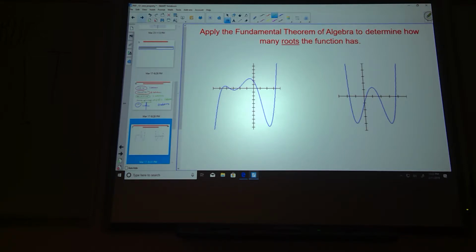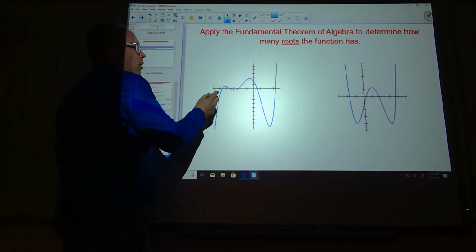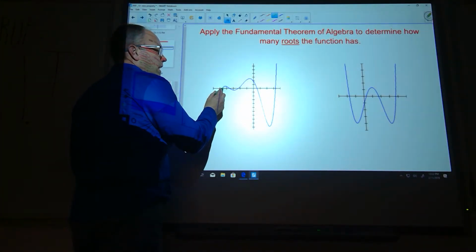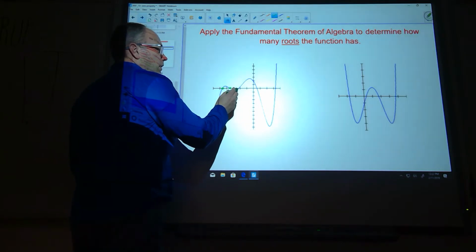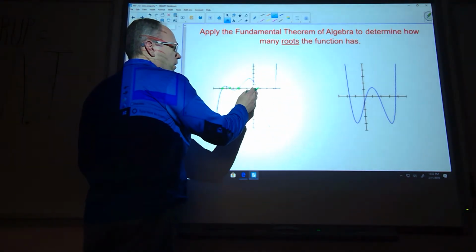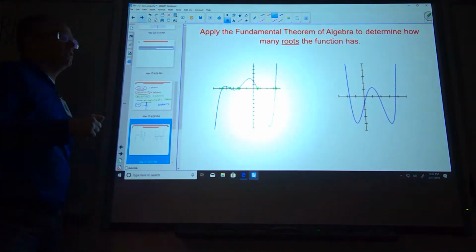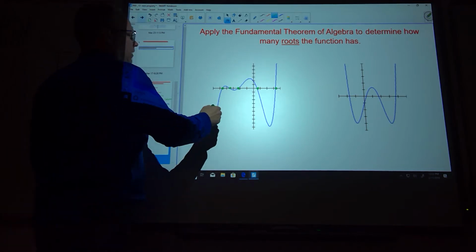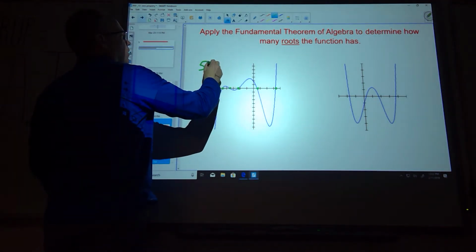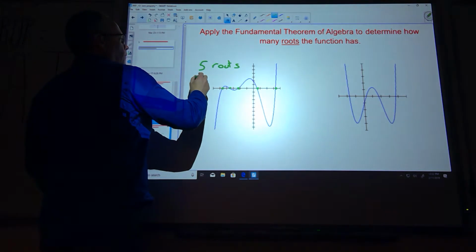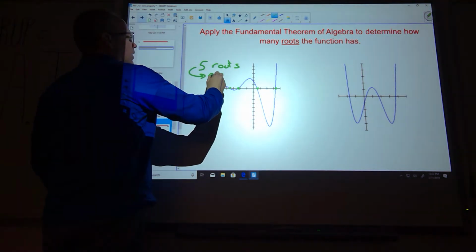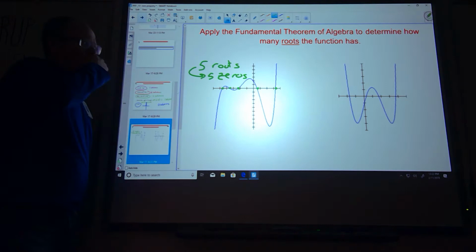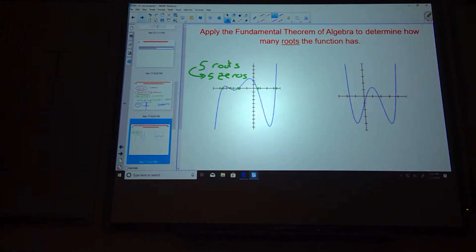All right. So apply the fundamental theorem of algebra to determine how many roots, zeros. So let's count as we go across. It looks like it crosses the x-axis there, there, there, there, and there. How many times does it cross the x-axis? Like 5 times. So the fundamental theorem of algebra would say this has 5 roots. 5 roots means 5 zeros, or 5 crossings of the x-axis.